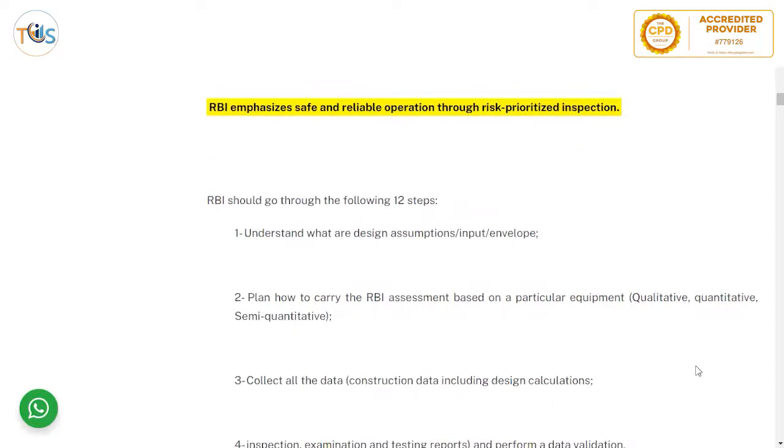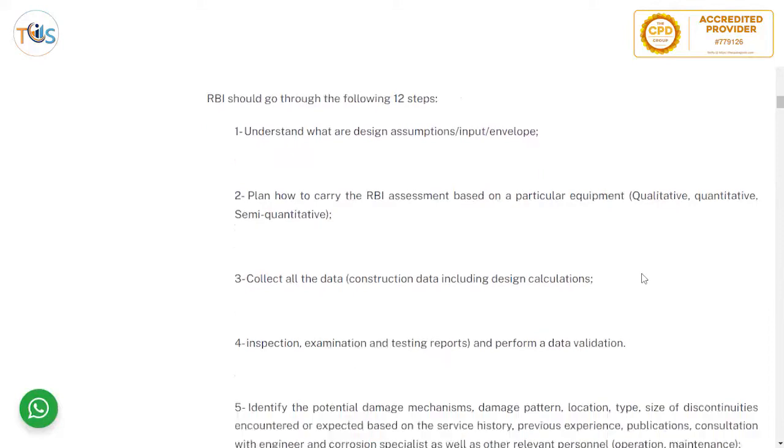RBI emphasizes safe and reliable operation through risk prioritized inspection. So this sentence, there's a lot of meaning in it. Firstly, the purpose is safe and reliable operation. And how does it do that? Through inspection by prioritizing risk. Risk prioritized inspection. RBI should go through the following 12 steps.